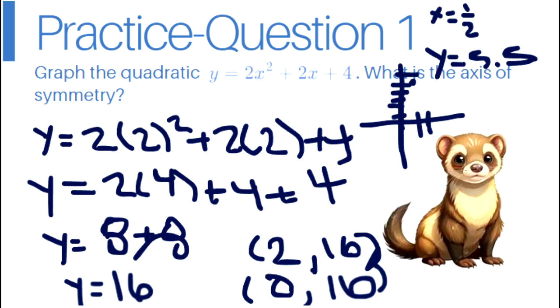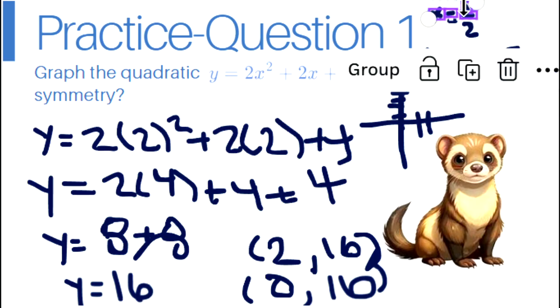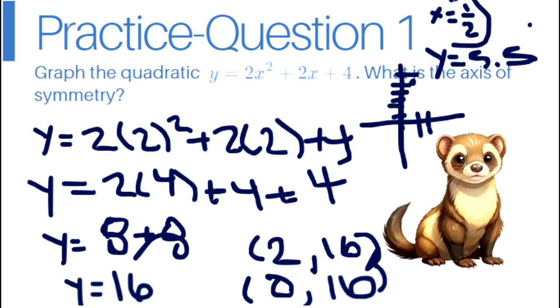Okay. What is the axis of symmetry? Oh, I didn't need to go that far. The axis of symmetry is right here. It's 1/2. This is the axis of symmetry. I went farther than I had to.